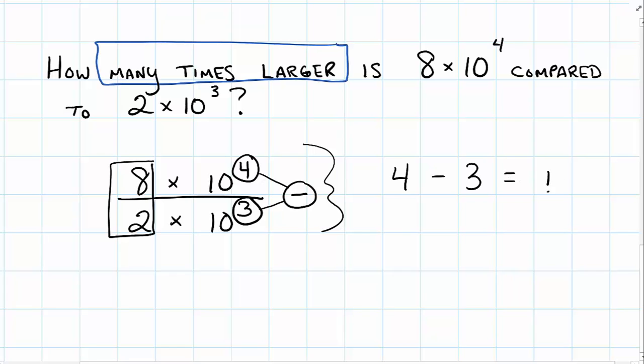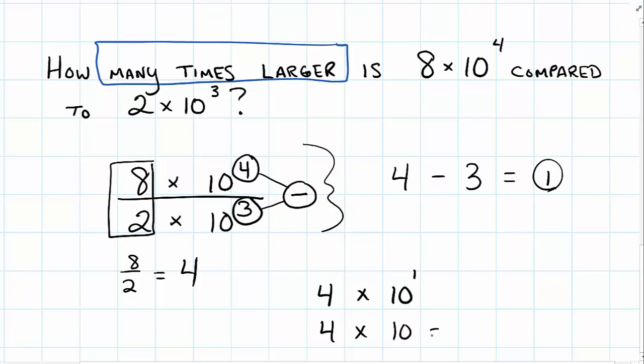4 minus 3 is going to give us an exponent of 1. 8 divided by 2 is going to give us 4. And so when we put these pieces back together, we end up with 4 times 10 to the 1st. Well, that's fine, and that's in scientific notated form, but the question is asking how many times larger, and so they probably want this in standard form. 4 times 10 to the 1st just means 4 times 10. And 4 times 10 is 40. So our answer is going to be 40 times larger.